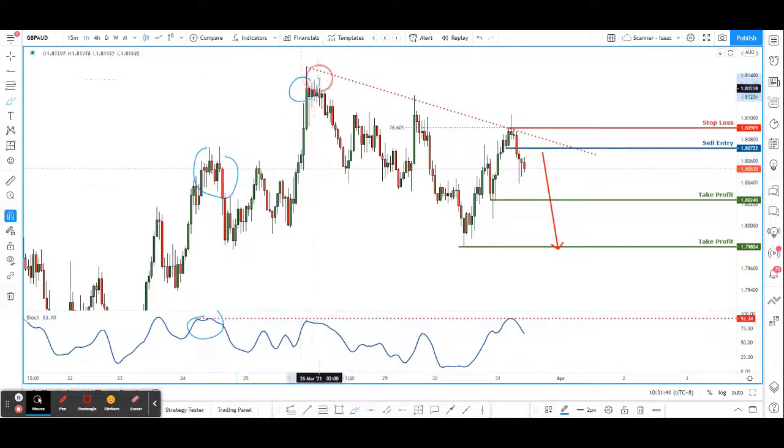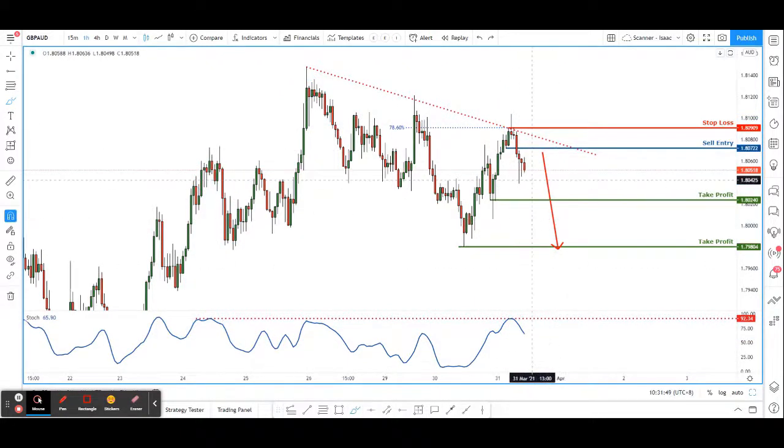Stochastics come back to this area, right? We see a reversal. Stochastics comes back to this resistance. We see another reversal again. Right, so we can expect price to make a deeper drop as well.